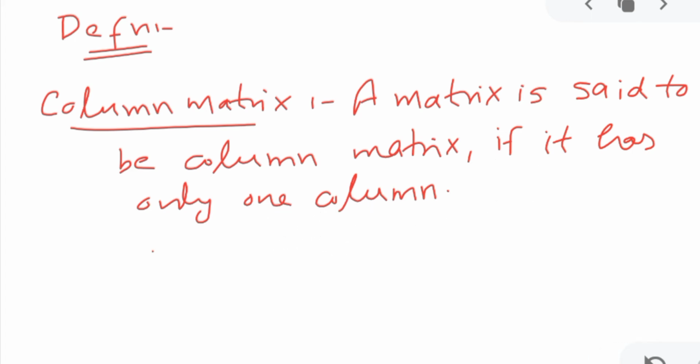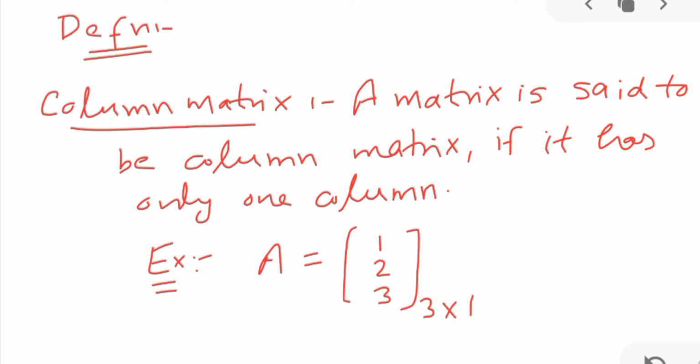Only 1 column means, you can give a small example: if A is a matrix, it will have only 1 column, which you can write as 1, 2, 3. This has 3 rows, correct? Rows are 3, and column is only 1. So a 3 cross 1 matrix is an example of a column matrix. In the same way, we can write the definition for a row matrix. This is completed for the column matrix, only 1 column.